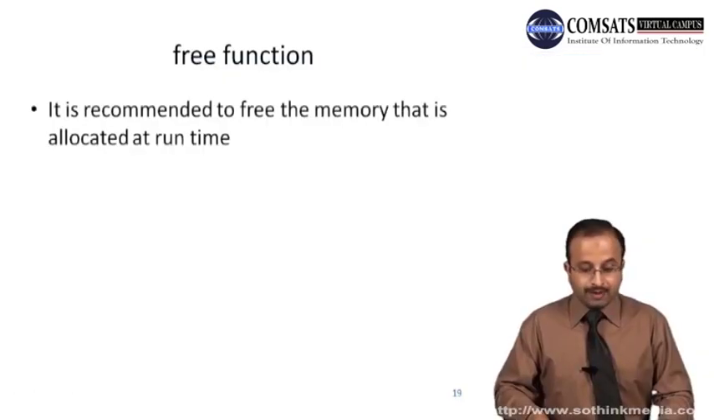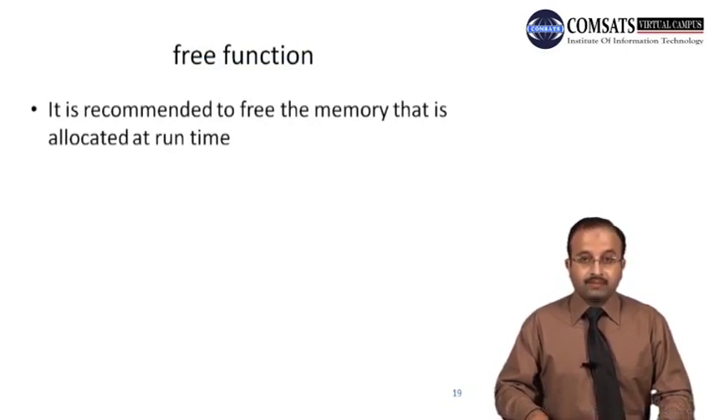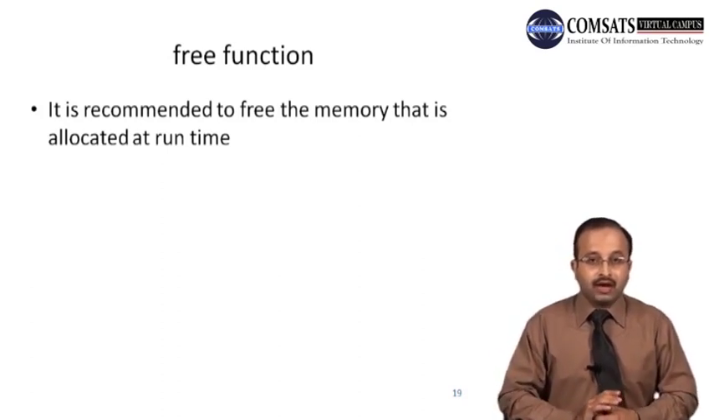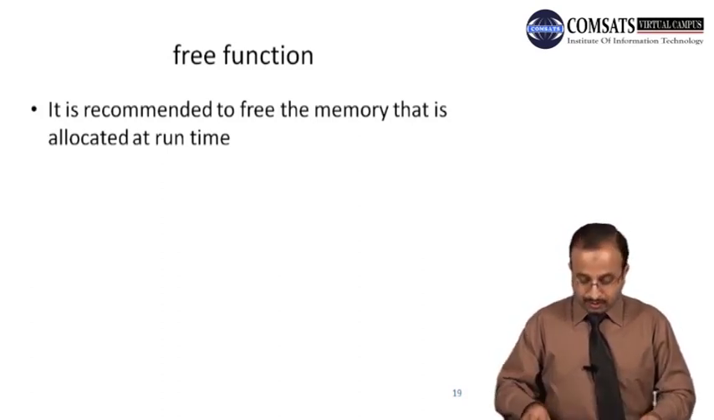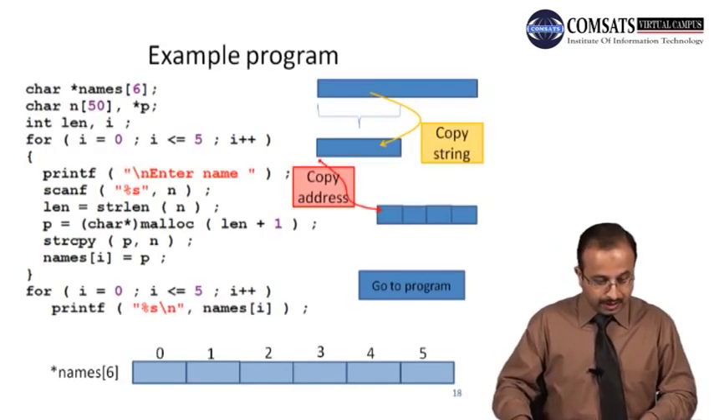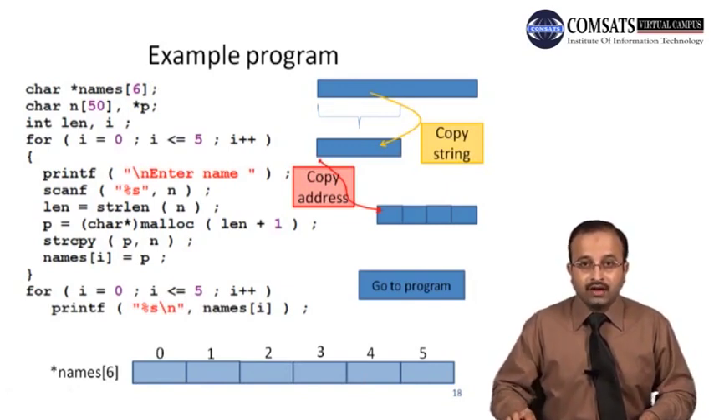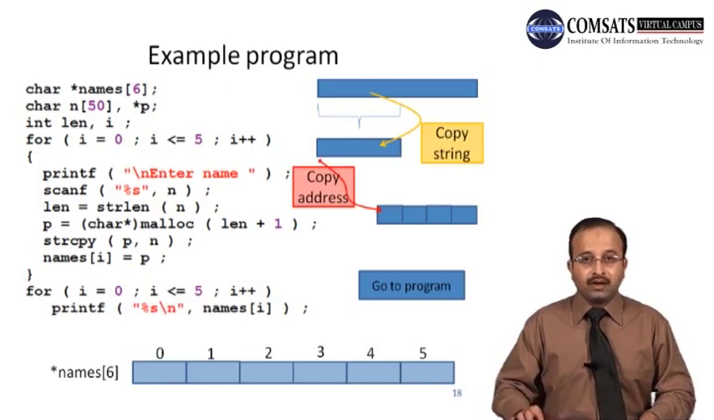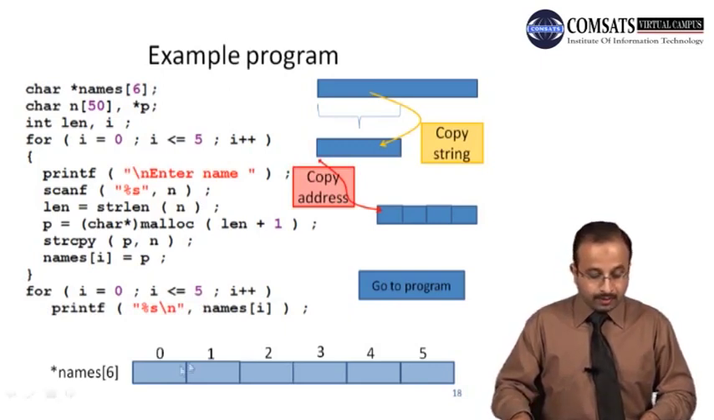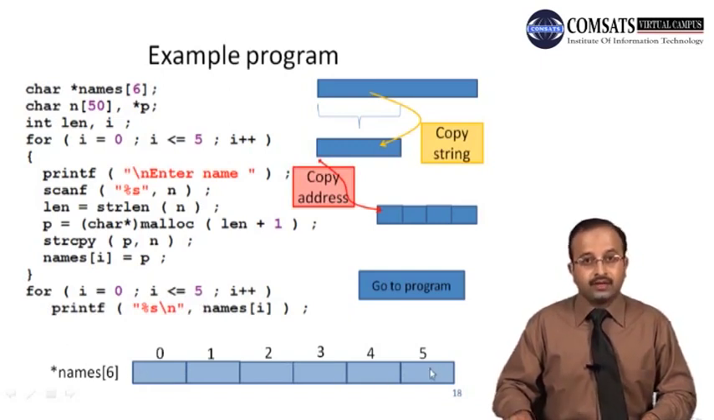Now the free function: it is recommended to free the memory that is allocated at runtime. So whenever you allocate memory at runtime, that is dynamic memory, you have to use the free function to free that memory. Now in the previous slide, you can see that this array of pointers, name, contains 1, 2, 3, 4, 5, 6, 6 addresses of the memory, and all those memory is allocated dynamically, that is using the malloc function. So before exiting from this program, we have to free all this memory whose addresses are contained by the array of pointers name.